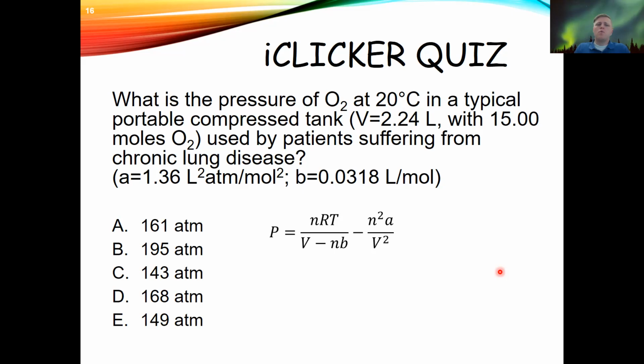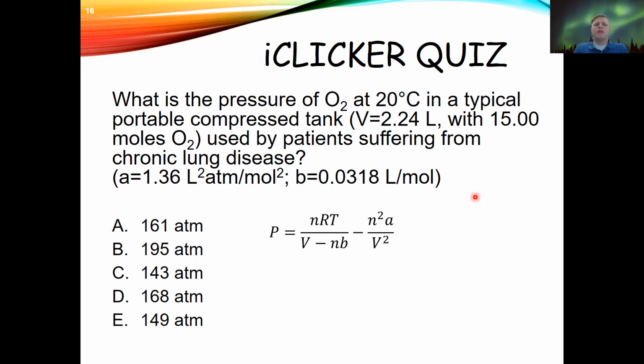I want you to tell me, what is the pressure of O2 at 20 degrees Celsius in a typical portable compressed tank? This portable compressed tank usually has a volume of about 2.24 liters with 15 moles of O2 in it. These are used by patients suffering from chronic lung disease. So either smokers or people that are born with a congenital lung defect, etc. I have the van der Waals equation right there for you. Go ahead and pause the video and try and solve this one.